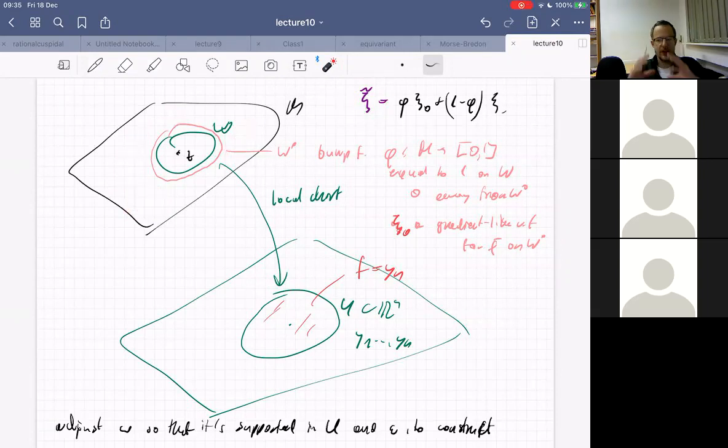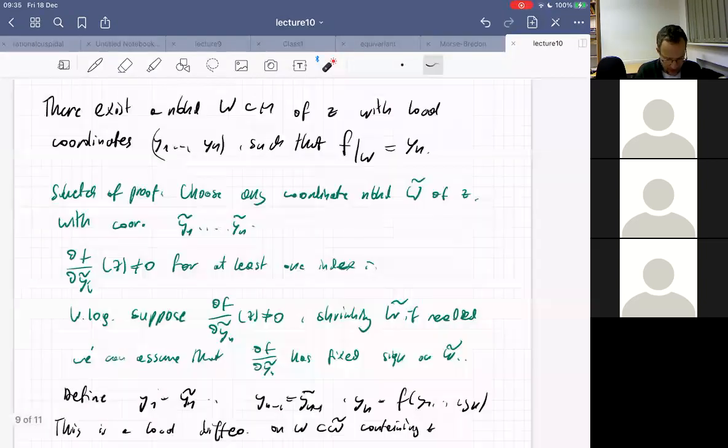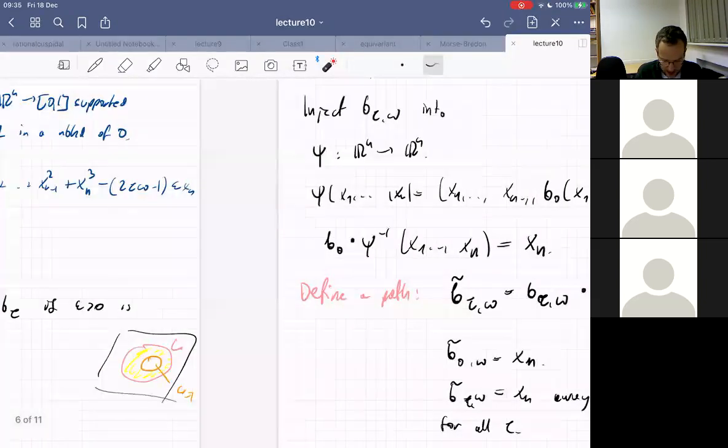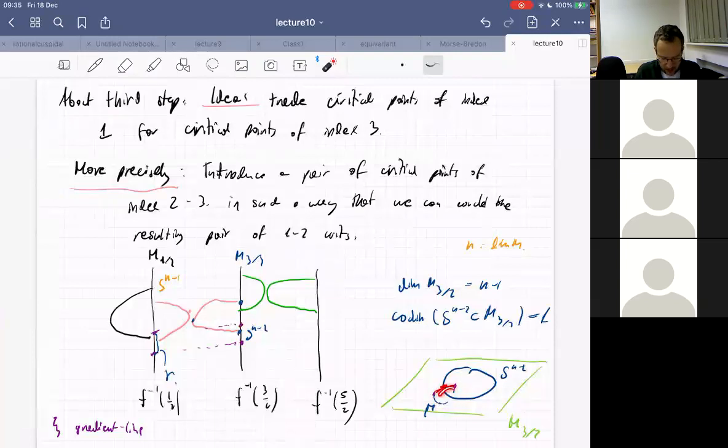So I spoil my function, or my gradient-like vector field, in the neighborhood of z, but I keep control over both the function and the gradient-like vector field away from a small neighborhood of z. I want that because I insisted before that I have this circle that intersects my ascending sphere of this one critical point precisely at one point. So if I spoil my vector field too much, if I take a random vector field, I have to start over.